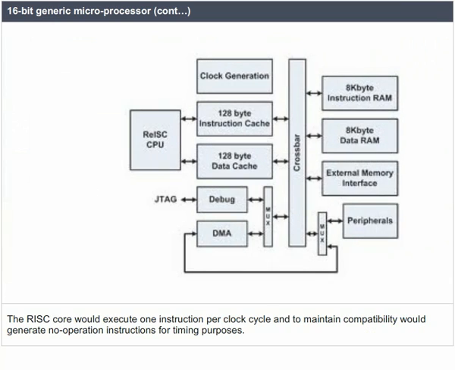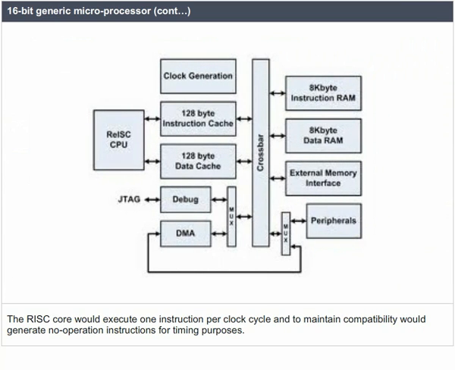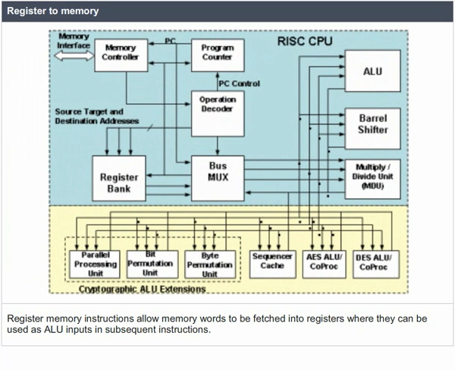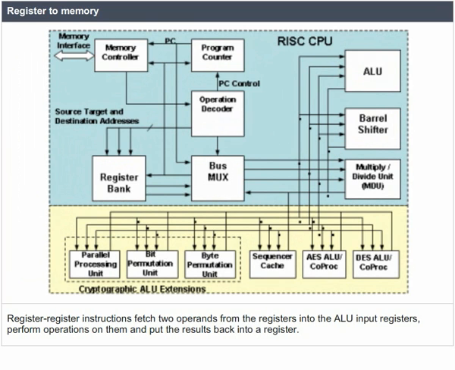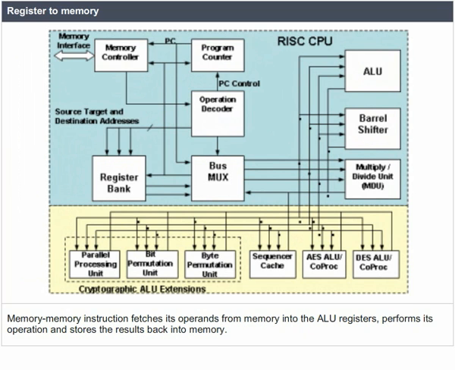The RISC core would execute one instruction per clock cycle, and to maintain compatibility would generate no operation instructions for timing purposes. Register to memory instructions allow memory words to be fetched into registers where they can be used as ALU inputs in subsequent instructions. Register instructions fetch two operands from the registers into the ALU input registers, perform operations on them, and put the results back into a register. A memory instruction fetches its operands from memory into the ALU registers, performs its operation, and stores the results back into memory.